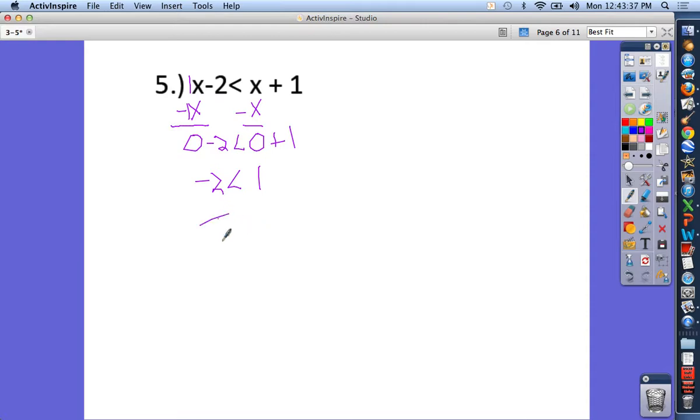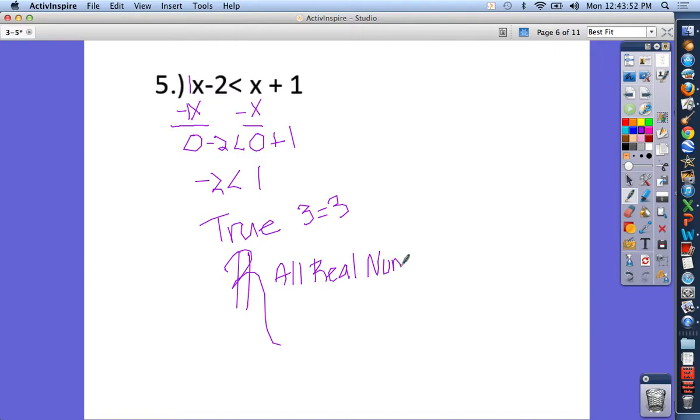Yeah, this is true. Do you remember from chapter 2, if you had something like 3 equals 3? Well, it's the same thing. It's all real numbers. All real numbers. That would be your solution. Or you could write the fancy looking R.